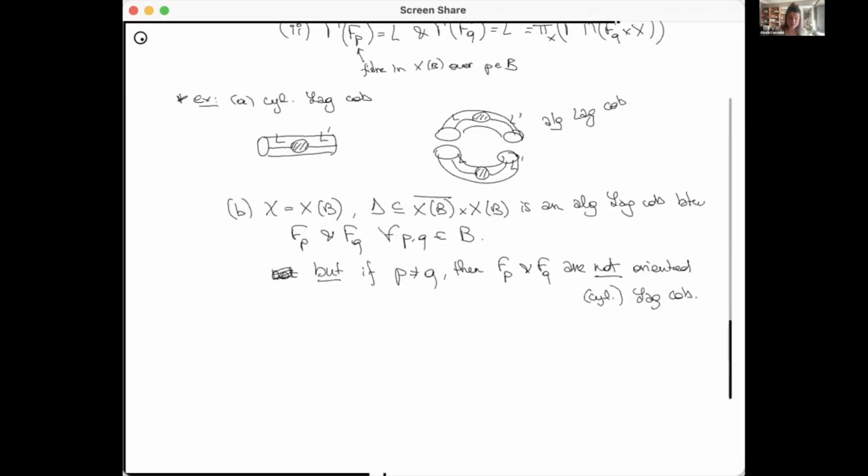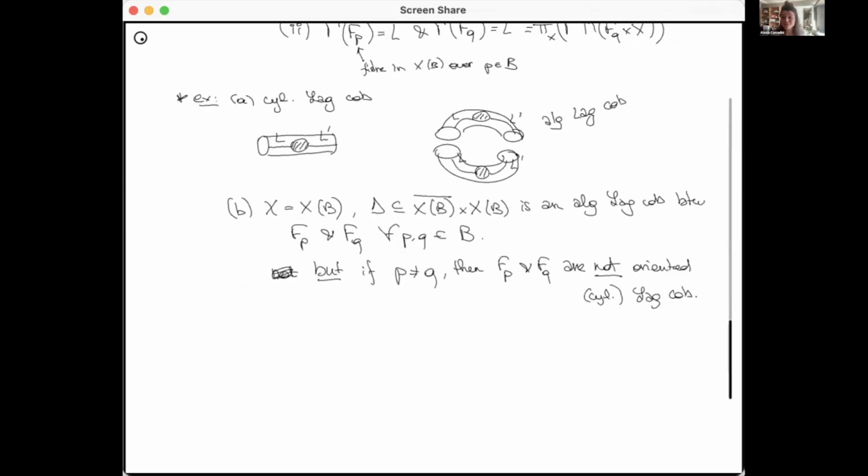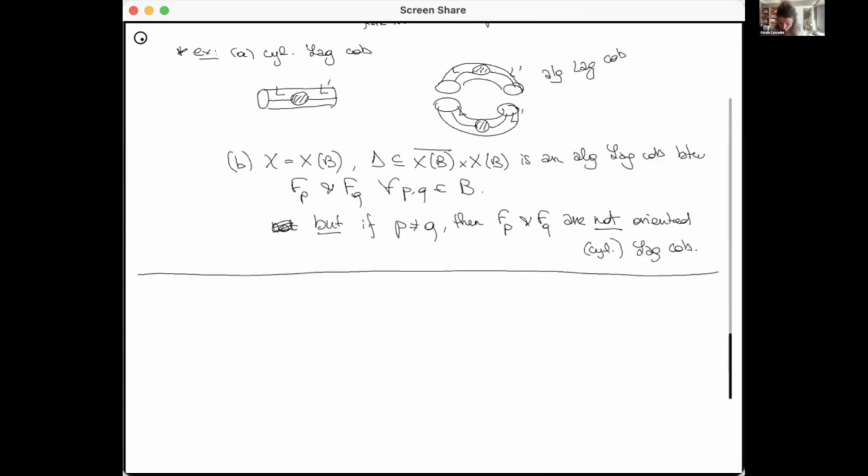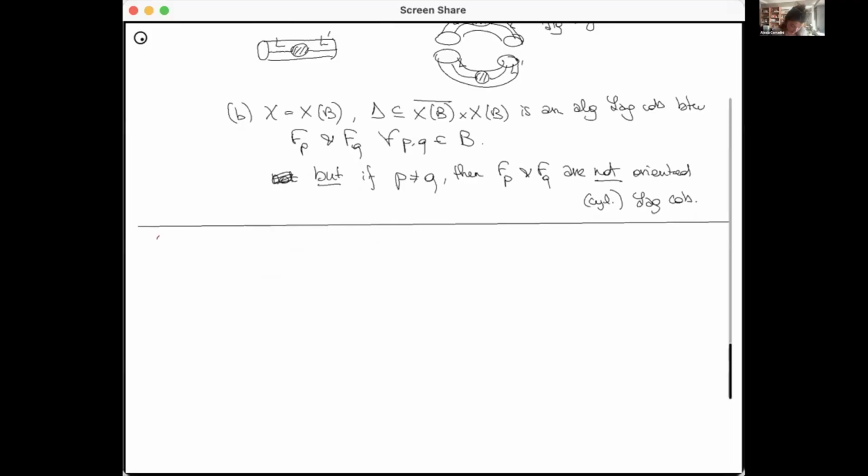So these two examples are already showing that algebraic Lagrangian cobordism is strictly weaker than cylindrical Lagrangian cobordism, or just Lagrangian cobordism if you prefer. I told you that this would not be very difficult to see. It follows almost immediately once you have the definition. But what would be more difficult is to show that it's strictly stronger than homological equivalence.